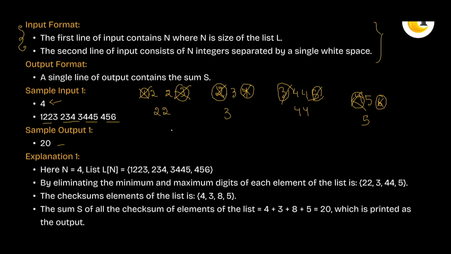Now, how will you do a checksum? It is basically telling you to do 2 plus 2 plus 3 plus 4 plus 4 plus 5. In case after you remove, suppose the number is this, you remove this, nothing is left, you'll consider that to be 0. That is what was mentioned. So now if you add all of these, it's equal to 20, and that is your output.